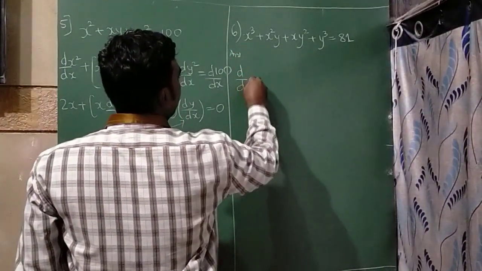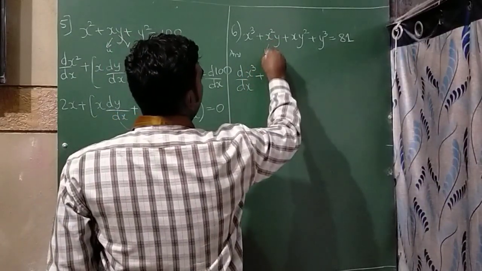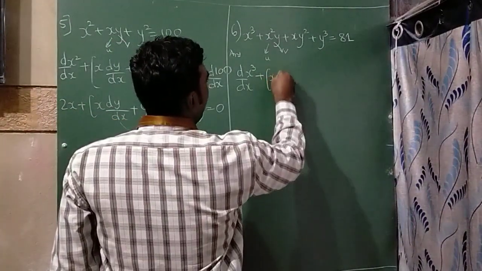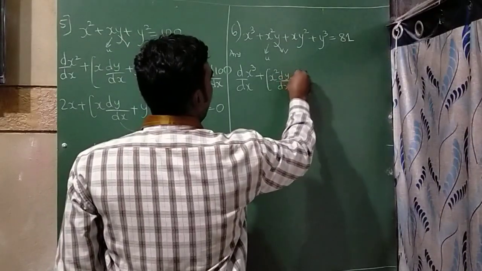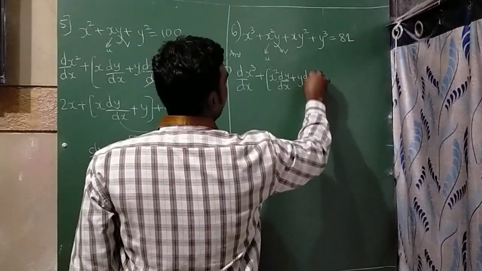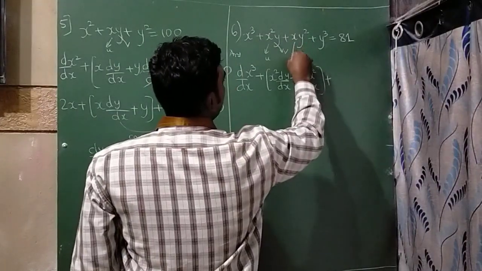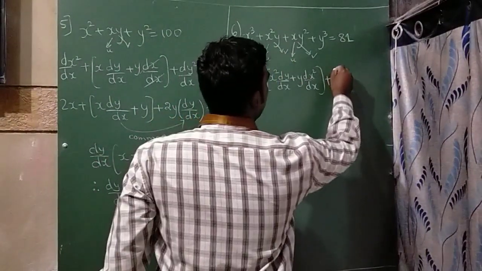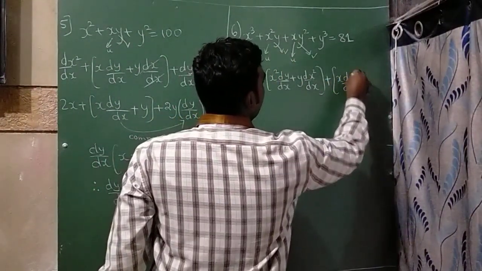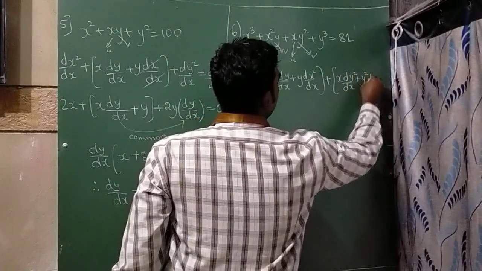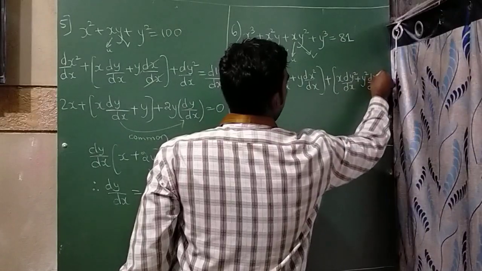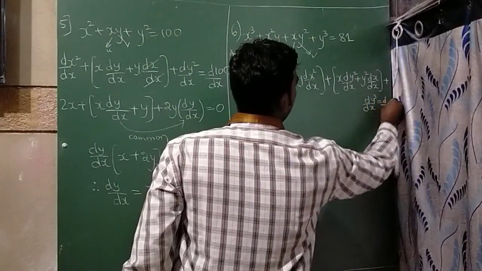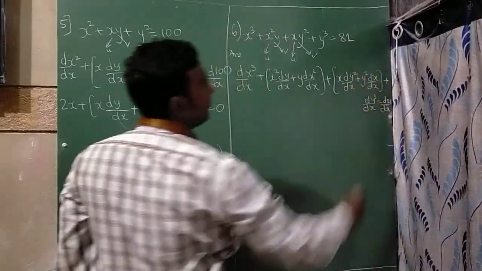Here d/dx of x³ plus, this will become u and this will become v. Again we need to apply product rule here. x² d/dx of y plus y d/dx of x². Again this is also a product rule. We need to apply two times, first for this, second for this. Now here x d/dx of y² plus y² d/dx of x, plus d/dx of y³, and lastly d/dx of 81.